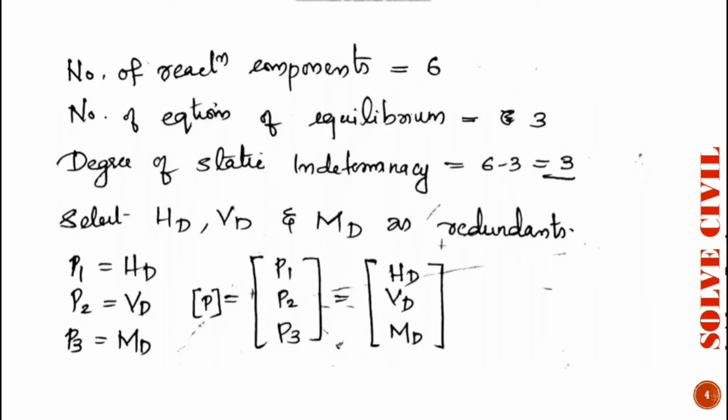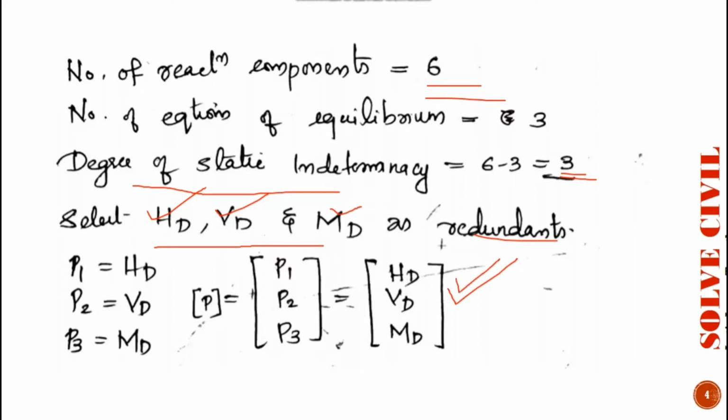As a first step of this kind of question, we need to find the degree of static indeterminacy. In this question, we have 6 reaction components and we know that there are 3 equations for equilibrium. So, degree of static indeterminacy will be 6 minus 3 equals 3. So, select HD, VD and MD, that is the horizontal, vertical reactions and moment as the redundants.